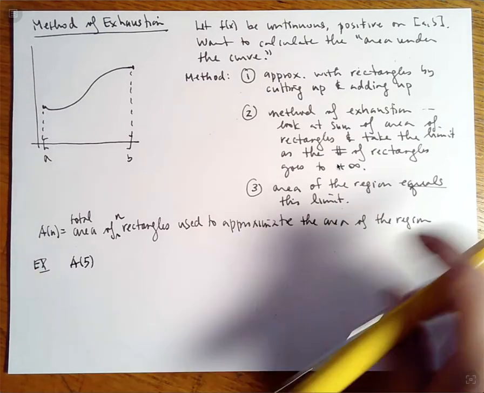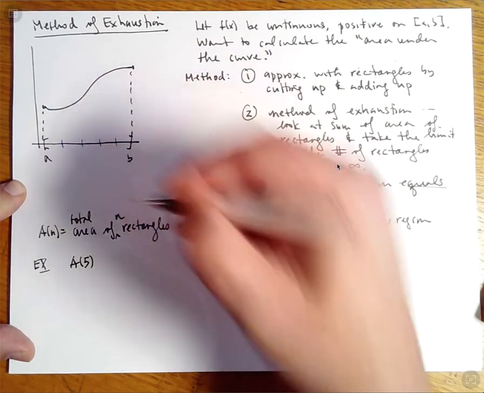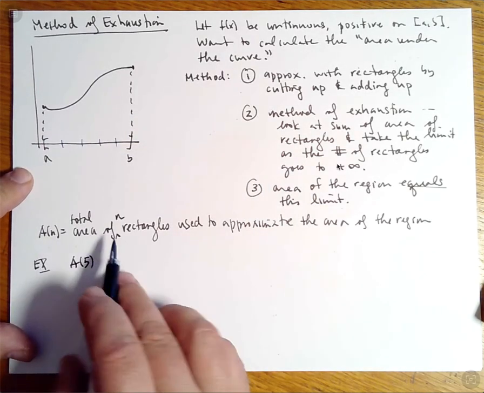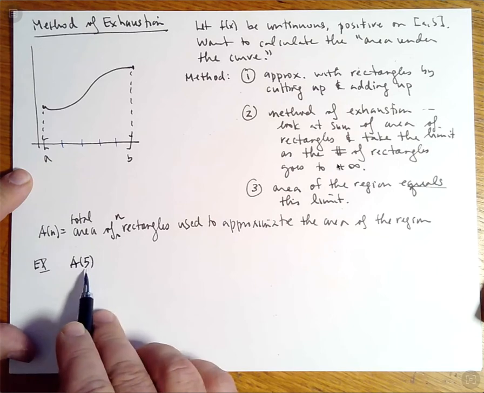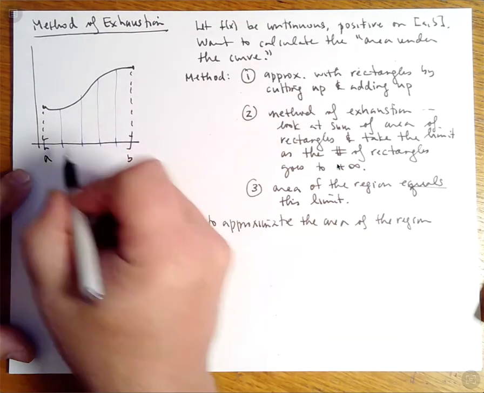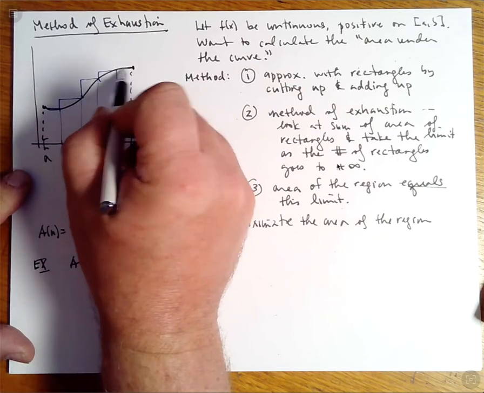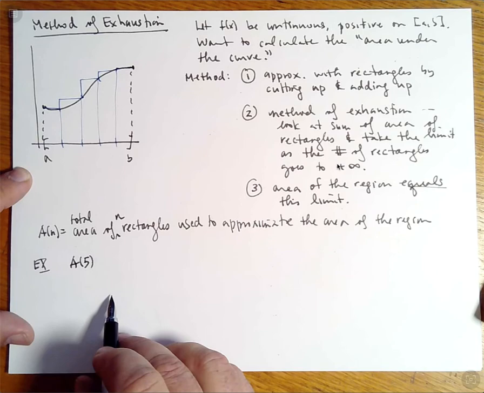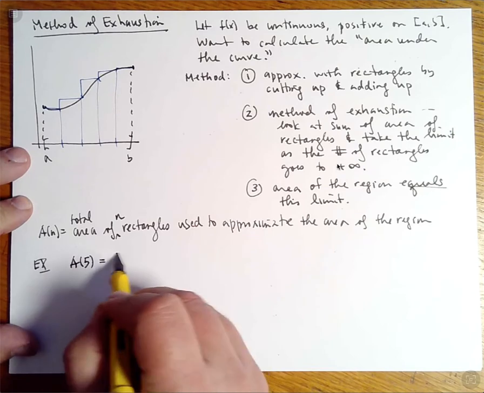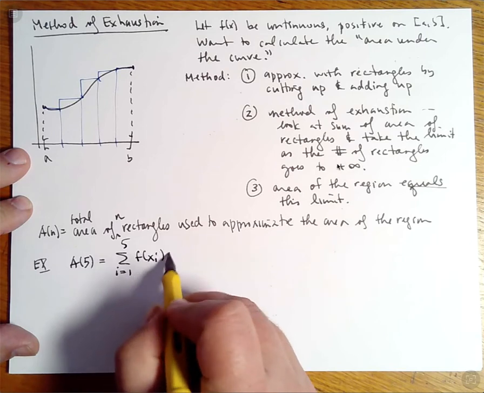Well, step 1 of our method is you divide the interval into 5 subintervals of equal length. That gives you a slicing of our region. And then we've been using the right endpoint to calculate the heights of our rectangles. And so that's what the rectangles would look like, 5 rectangles. And we sum the area of those rectangles. So in our case, A_5 is the sum, as i goes from 1 to 5, of f of x_i delta x, right? That's the generic form.